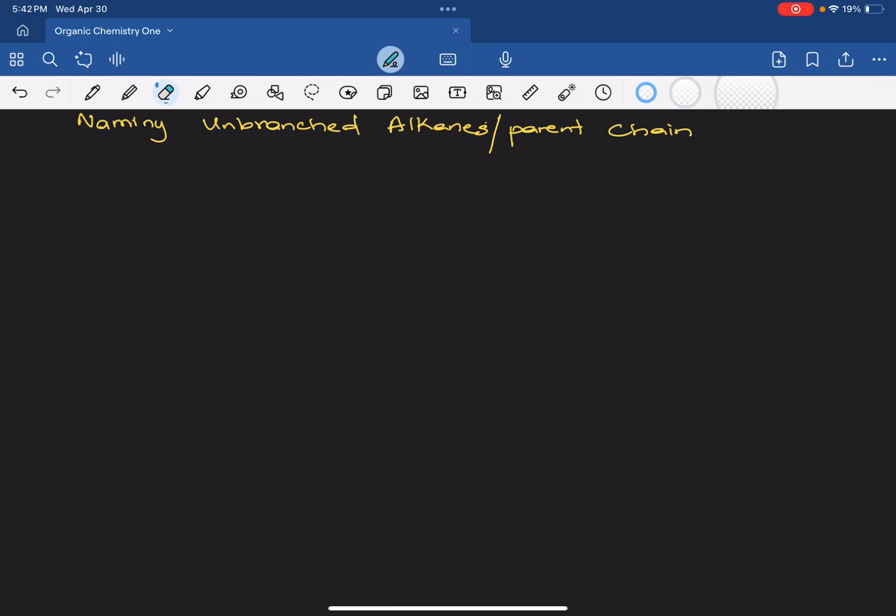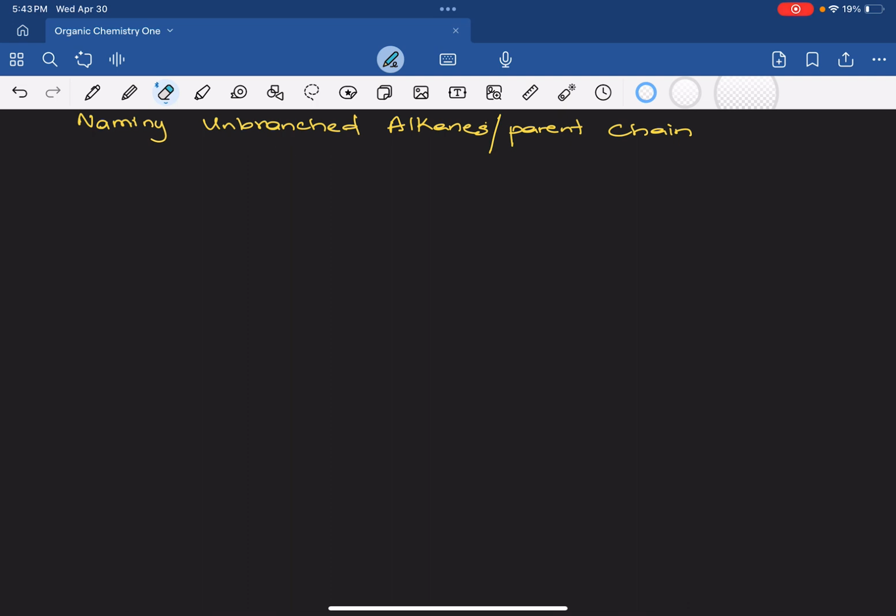Let's talk about naming unbranched alkanes. And I have slash parent chain here because the same way you name your unbranched alkane is the same way you're going to name your parent chain when you get to branched alkanes, right? So let's define what an unbranched alkane is.